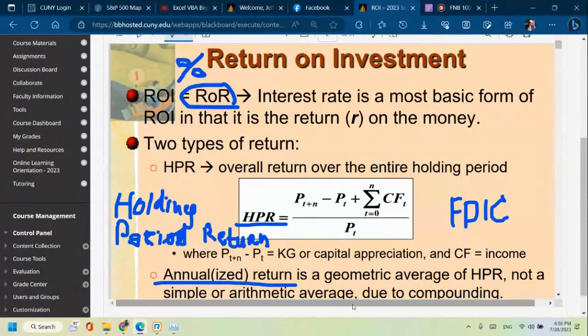So now you get the idea, right? All the rates must be on an annual basis to make the comparison easy.